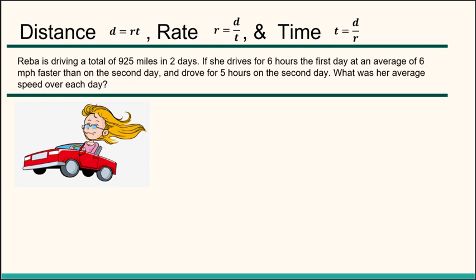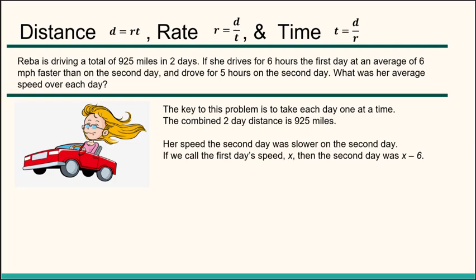Let's look at another problem. Let's look at Reba. She's driving a total of 925 miles in 2 days. Not too bad. If she drives for 6 hours the first day at an average of 6 miles per hour faster than on the second day, and then she drives for 5 hours on that second day, what's her average speed over each day? Now, the key to this problem is just take it one day at a time. The combined 2-day distance is 925 miles. Her speed the second day was slower than on the first day.